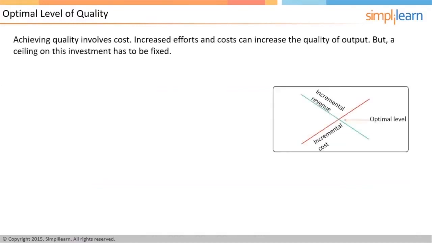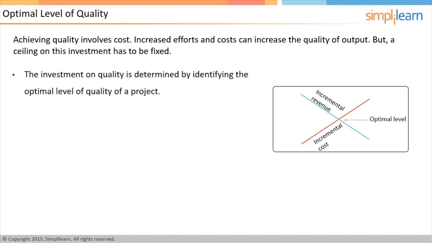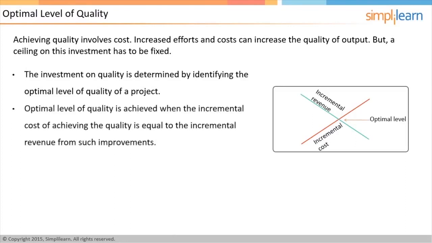Quality comes at a cost. More effort put in quality will give better results. However, you cannot keep on investing on increasing the quality, as there is no limit to how much a product can be improved. Investment in quality is determined by knowing the optimal level of quality. Optimal level of quality, as shown in the diagram, is said to be achieved at the point where the incremental revenue from improvement equals the incremental cost to secure it.